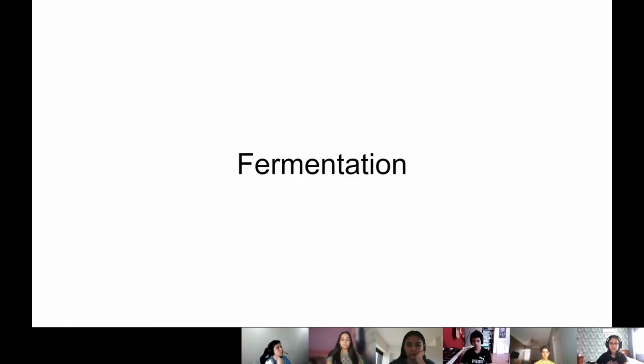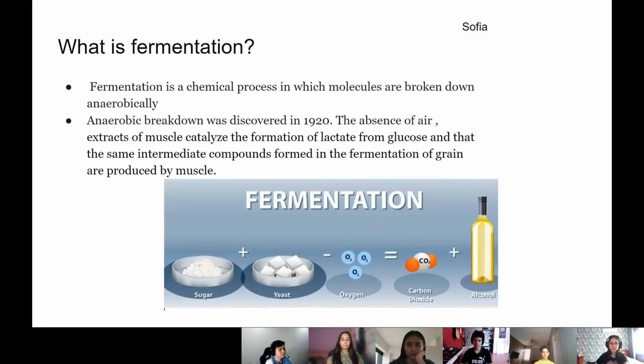What is fermentation? Fermentation is a chemical process in which molecules are broken down anaerobically. Anaerobic breakdown was discovered in 1920. In the absence of air, extracts of muscle catalyze the formation of lactate from glucose, and the same intermediate compounds formed in the fermentation of grain are produced by muscle.